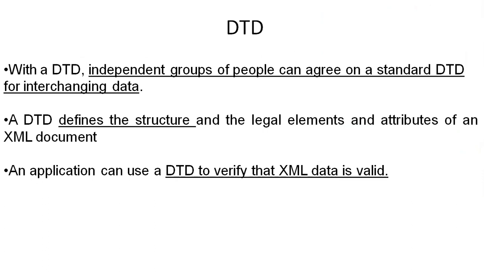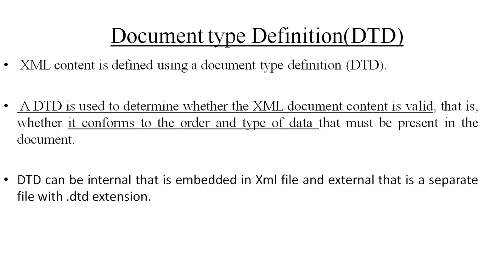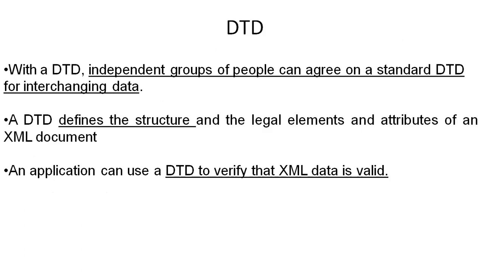Basically, document type definition is a part of XML, and the benefit of DTD is that it is used to determine whether the XML document content is valid or not. First of all, it will confirm that the content of the document is valid, and second, it confirms the order and type of data. So these are the benefits of DTD, and there are external as well as internal DTDs. And some more points regarding this DTD.